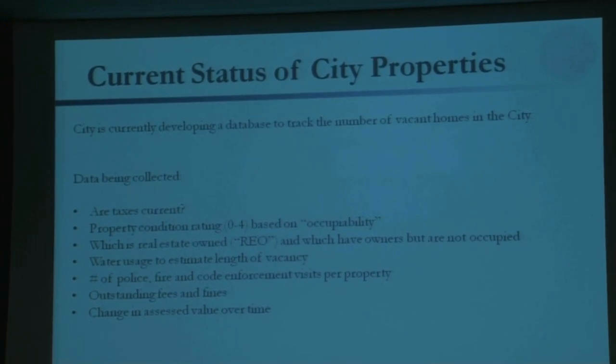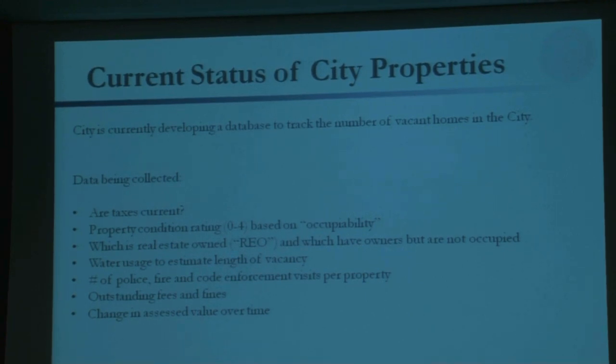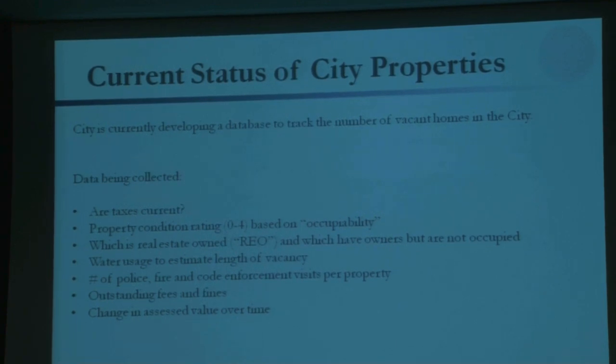Meaning, can you move in right away without improvements? It's abandoned, it's vacant, but it's really not in bad condition. We can move in now with marginal exterior improvements as a 4, versus a 0, which is it needs to be demolished. A 1 is it can't be moved in right away and it needs substantial improvements. That's important to understand when we start talking about where our priorities are. Next is real estate owned, or REO, meaning how many are owned by the bank versus have owners that they're just not occupied.